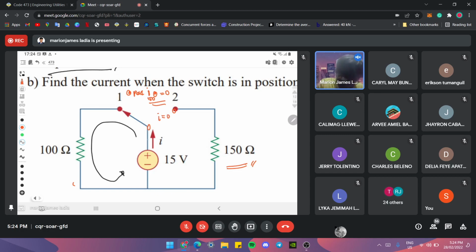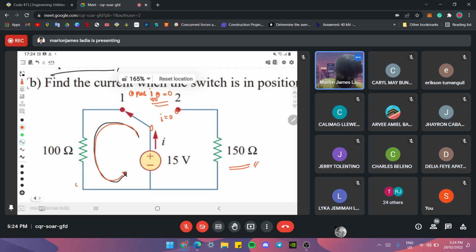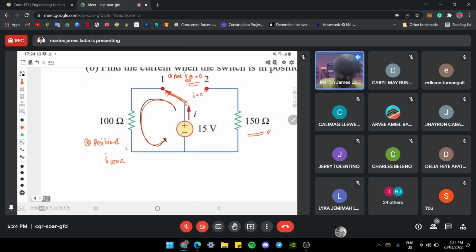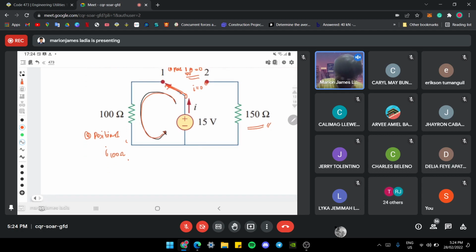Tapos, yung I naman na papunta dito, linus natin, papunta siya dito. So, therefore, I 100 ohm at position 1, meaning yung switch natin is nandito. Okay? So, therefore, I will have a value equal to V equals my IR. Take note, yung 15 volts natin, pag gumawa ako ng loop dito, yung KVL, yung current natin, pumasok sa negative. So, therefore, I will have negative 15 multiplied by the positive direction of my current.